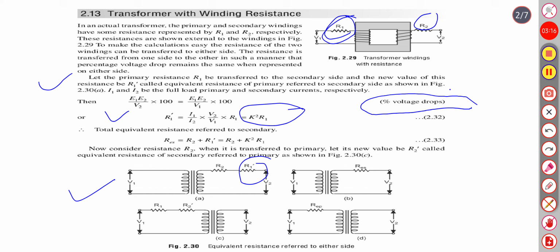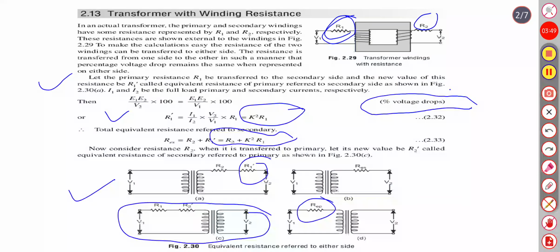Now the total equivalent resistance referred to secondary is nothing but R2 plus R1 dash, so it will become R2 plus K square R1. Now consider resistance R2 when it is transferred to primary. Let the new value be R2 dash, called the equivalent resistance of secondary referred to the primary, as shown in this figure C. So this will be your R equivalent.